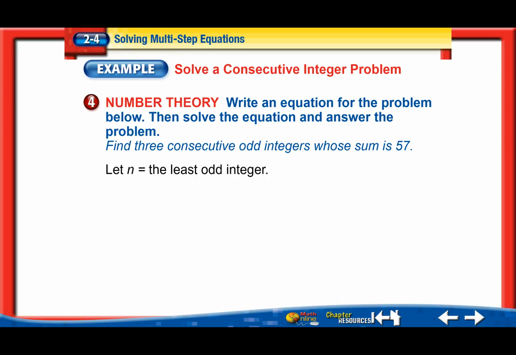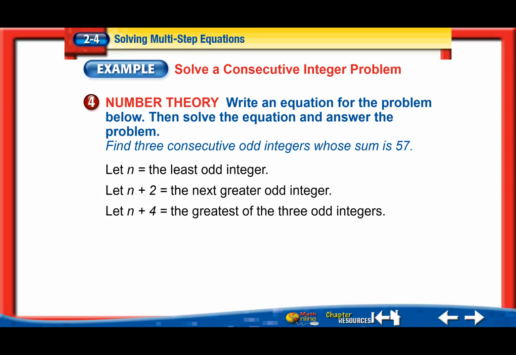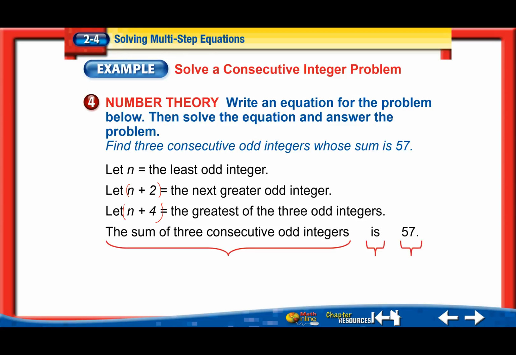So we're going to let n be the least odd integer. We're going to let n plus 2 be the next greater odd integer, and n plus 4 be the greatest of those 3. Since they said odd, it's going to add 2. If they just said consecutive integers, you do n plus 1, n plus 2. So be careful if they say odd or even integers. Now I can add these 3 quantities together to equal 57. So the sum of the consecutive odd integers, n, n plus 2, n plus 4, equals 57.